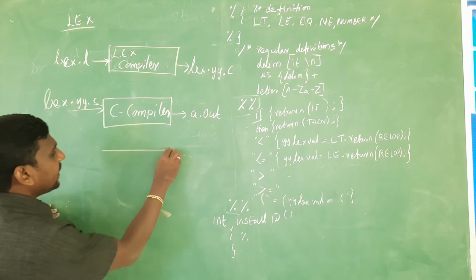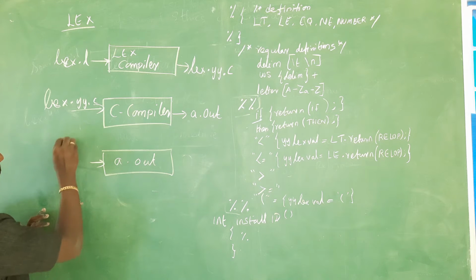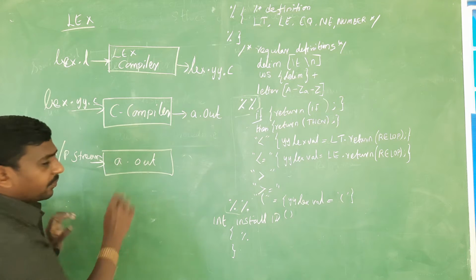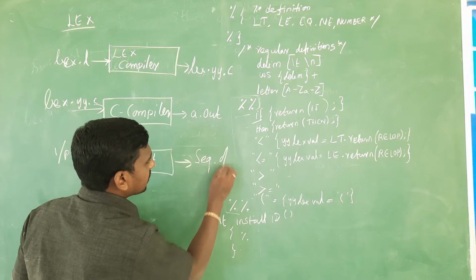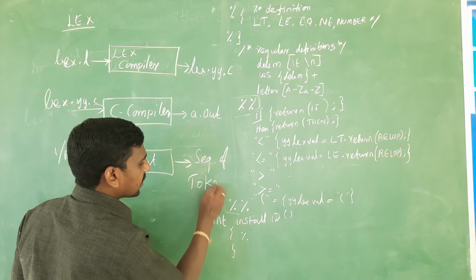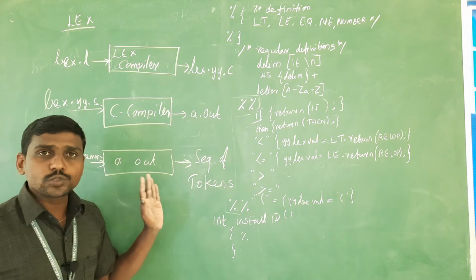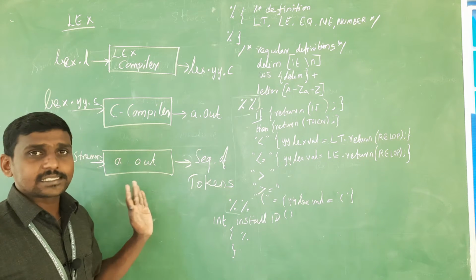If you see a.out, this is the input stream. That means in this one we give input to a.out, and we will get a sequence of tokens. Clear? This is the procedure to execute a Lex compiler.